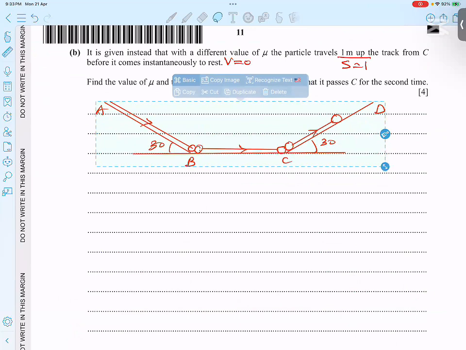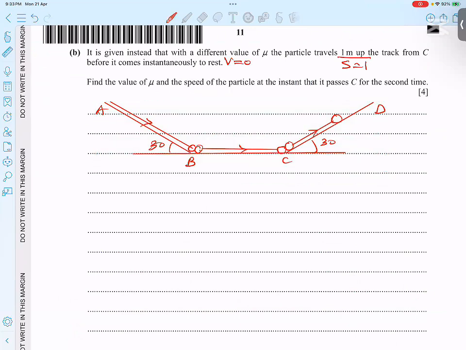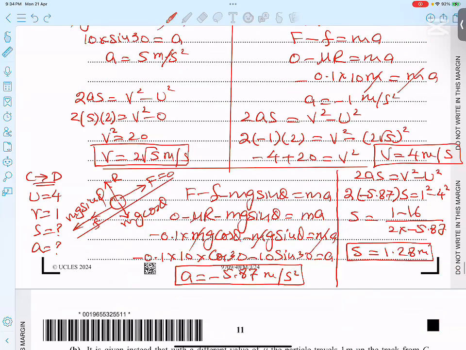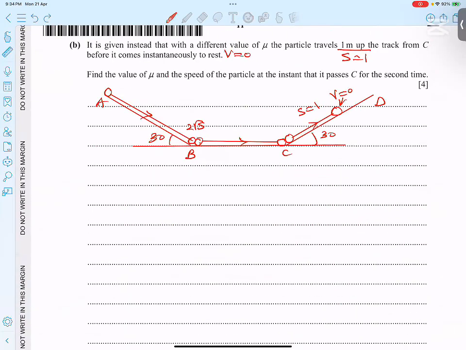What is the situation, students? This time mu is unknown, but this distance is equal to 1 meter, and the last velocity here is 0. What's the plan? This part remains the same, and just before hitting, the speed is 2 root 5. Let me check. Yes, 2 root 5. So that remains the same at this place. Now how can we do it?